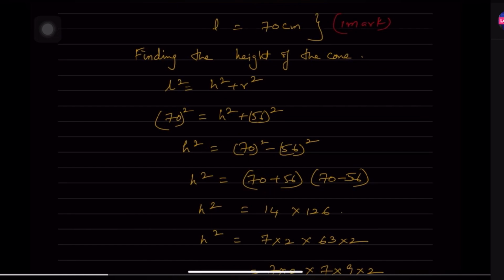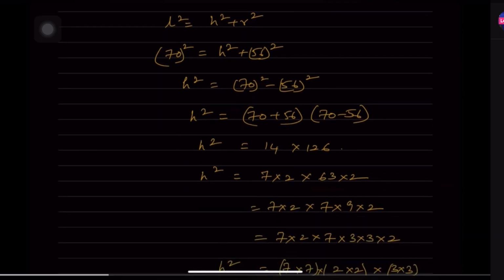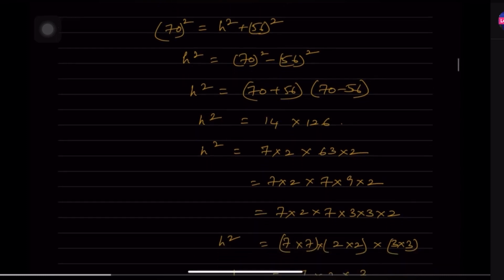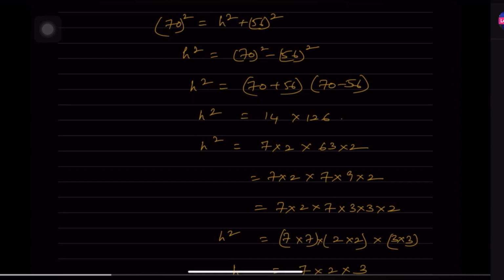So h square is equal to 70 square minus 56 square. Or you can write h square is equal to 70 plus 56 into 70 minus 56, like a square minus b square can be written as a plus b into a minus b. So h square is equal to 14 into 126. 14 can be written as 7 into 2, and 126 can be written as 63 into 2. Write the prime factors so that it becomes easy to find the h value. So 7 into 9 into 2.